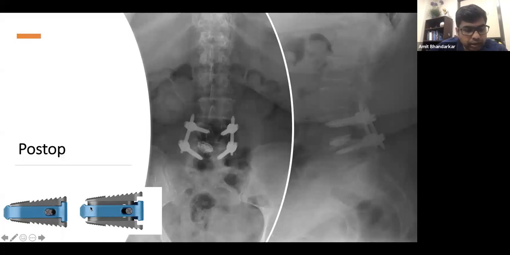So this is again, to understand this, the patient's cage was lordotic to start with. The lordosis remained the same, but the height did increase.